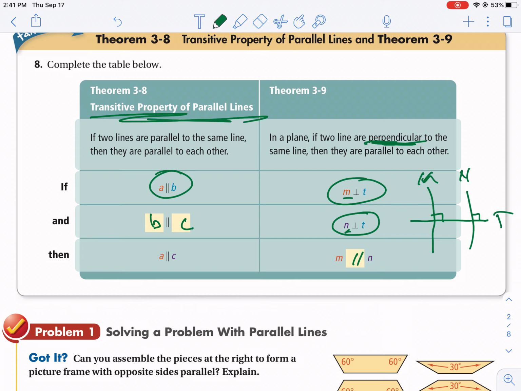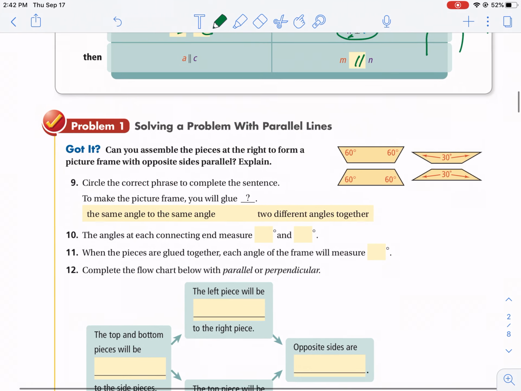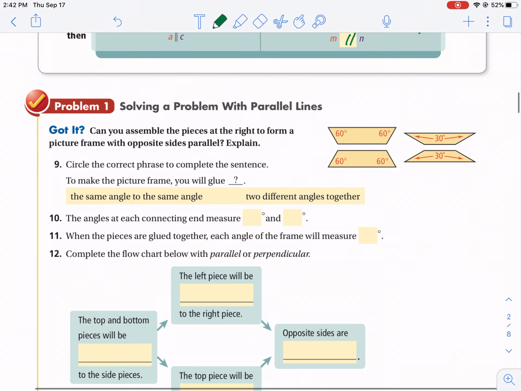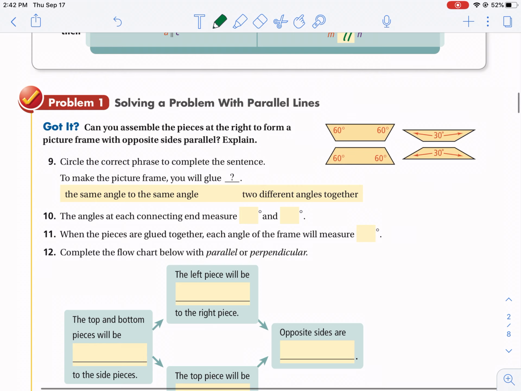Those are going to be parallel lines. If we're both perpendicular to the same guy, then you and I are parallel. So, now let's start applying this concept. If two things are parallel to a third thing, then the two things are parallel to each other. If two things are perpendicular to the same thing, then those two things are parallel to each other.